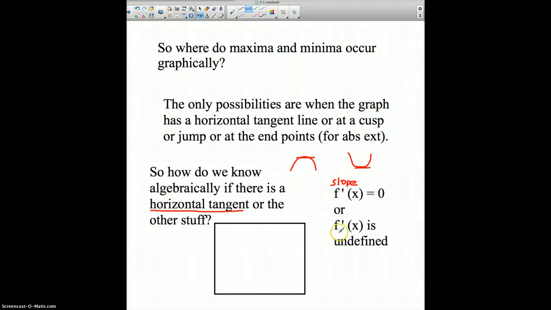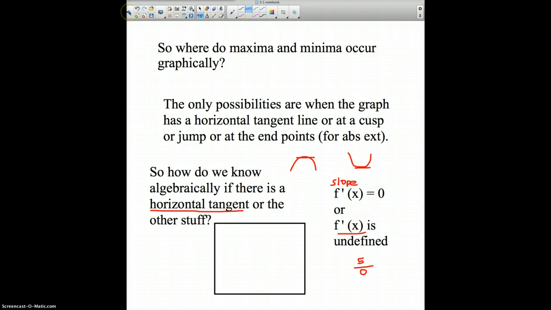Another place where a graph will have a max or a min is where the derivative is undefined. Remember that means where you'd end up with a 5 over a 0 or something like that. Or where there's a sharp turn, so there is no derivative. Or where there's an asymptote or a vertical tangent. This would be the vertical tangent example here. Or if there's a jump or a vertical asymptote, those are also places where the derivative is undefined. So that means where it's not differentiable. Sharp turns, holes, oscillations, all those crazy things that go on with graphs are all places where the graph is not differentiable. So then it would have a possibility of having a max or a min.